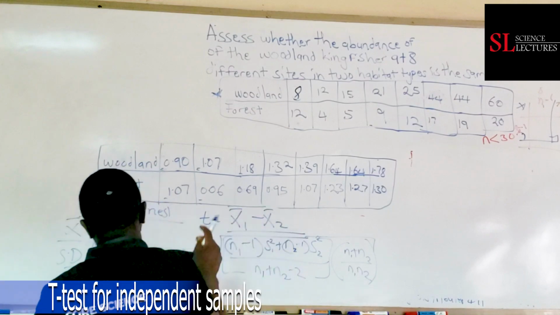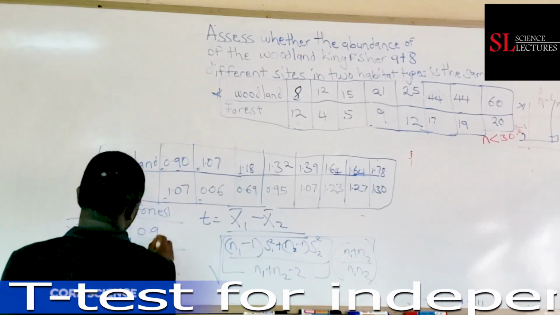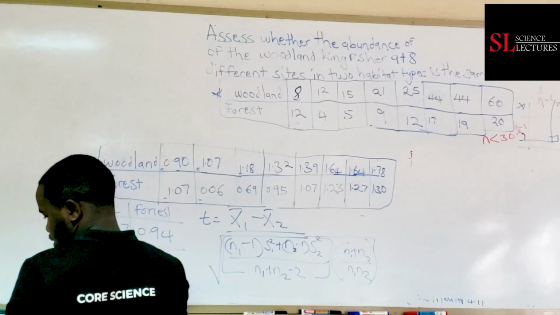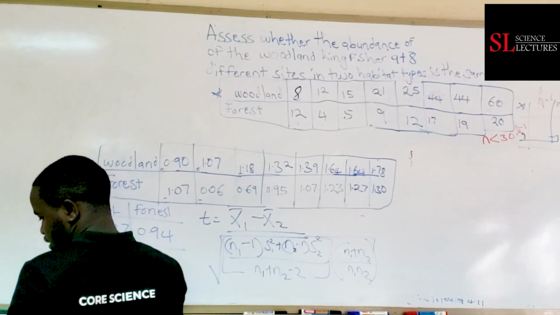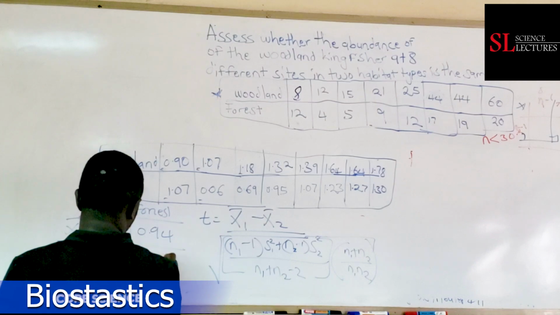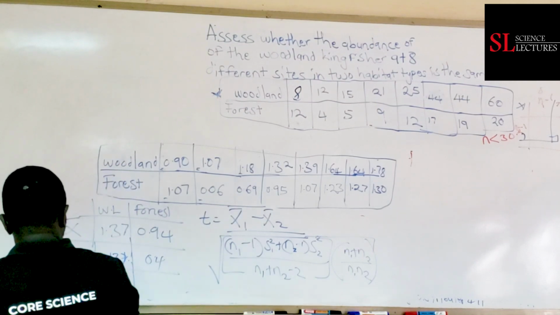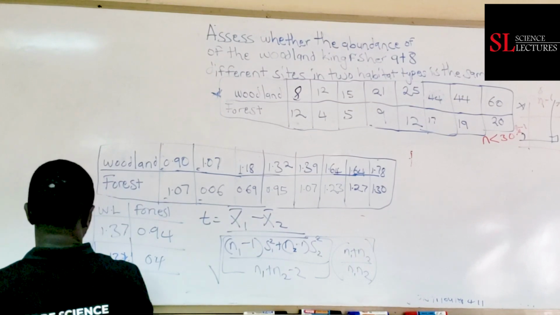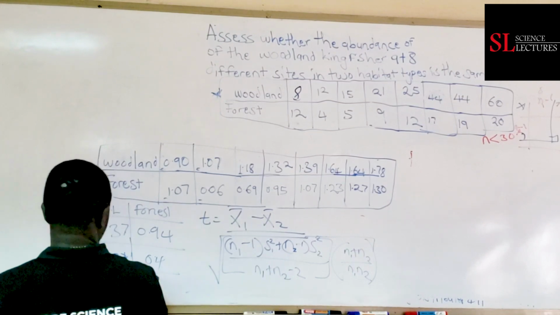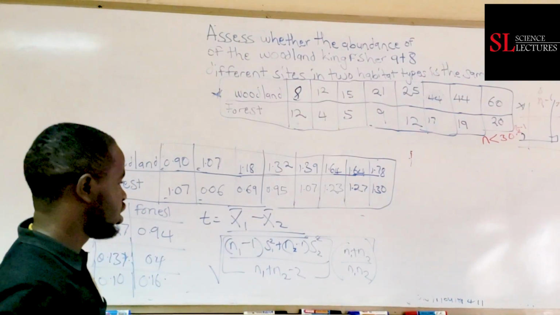So, this is supposed to be 0.94. My standard deviations are 0.137 and 0.4. So it's better if you get the variance once and for all. This is 0.10 and this is 0.16. You can please confirm with your own colleagues.